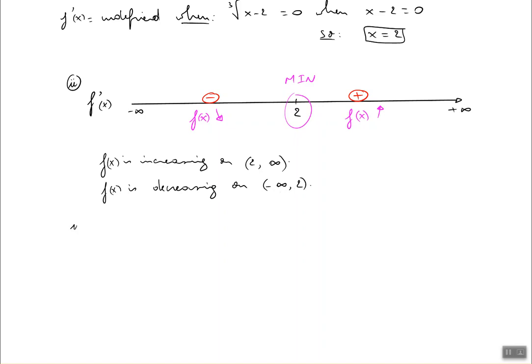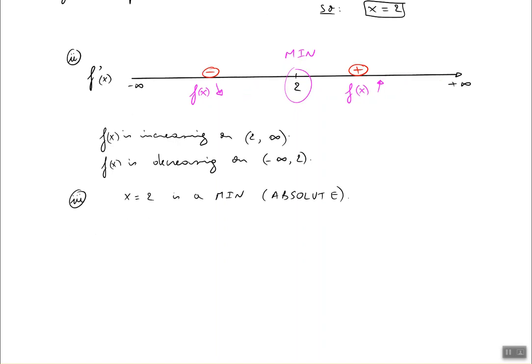And in part 3, they wanted the relative max and mins. Actually, in this case, there's only one minimum. And in this case, you can actually call it an absolute if you wanted to. That's because it is literally the lowest point ever on the whole graph. And that's pretty much the end of parts 2 and 3.